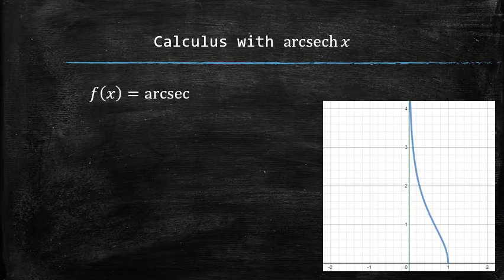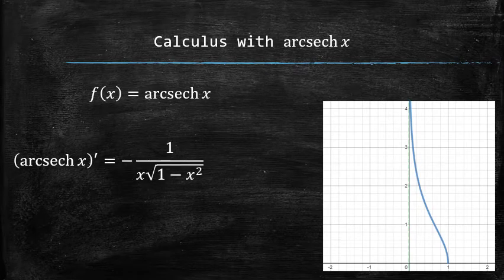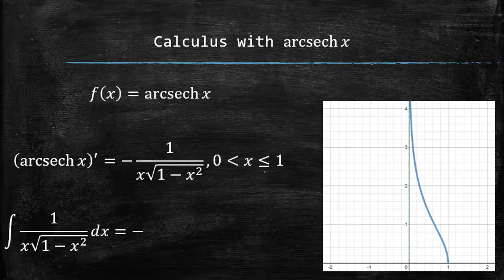In summary, we now have the formula for the derivative of the hyperbolic arcsecant function, as well as the formula for the antiderivative of its derivative.